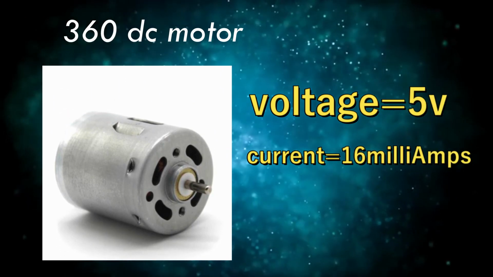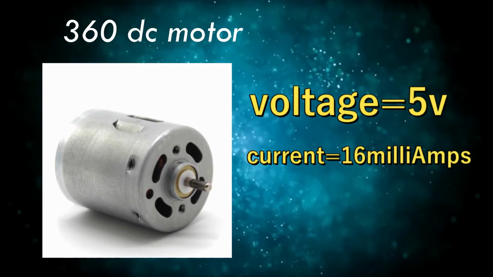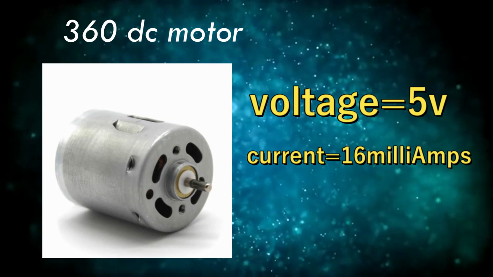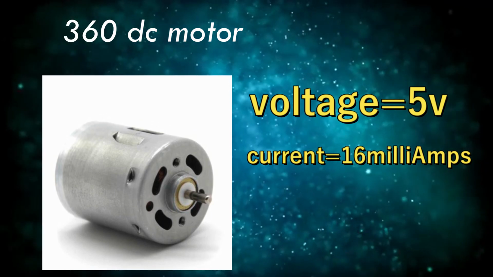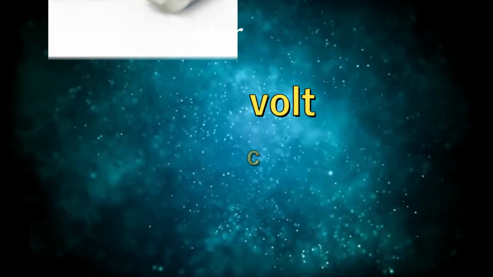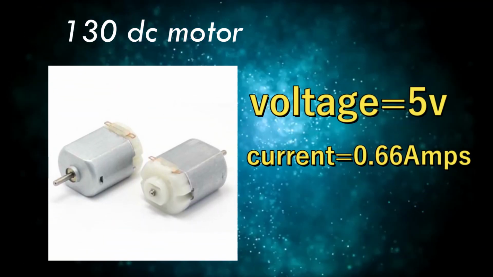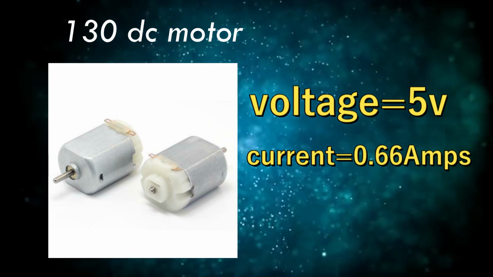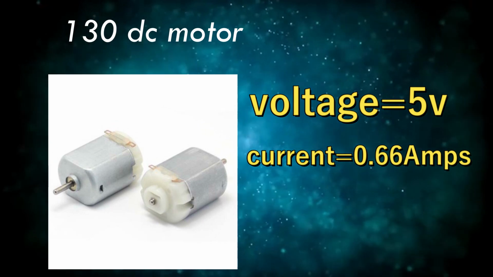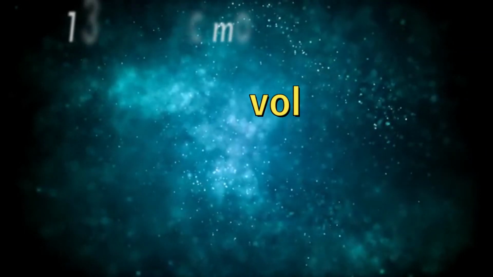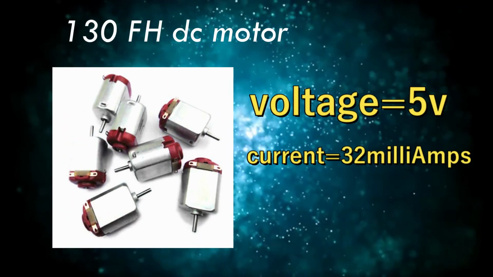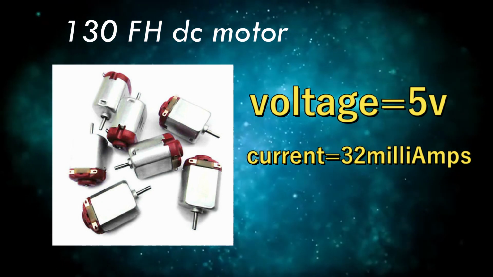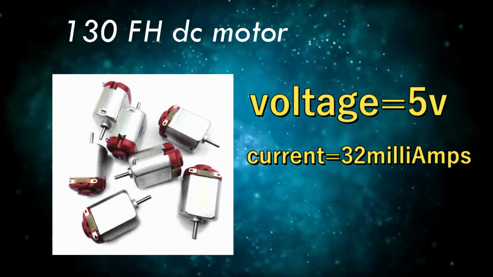Motor number 16, 360 DC motor. Voltage is 5 volts and current consumption is 16 milliamps. Used in big toy cars. 17th motor, 130 DC motor. Voltage is 5 volts and current consumption is 0.66 amps. Last motor for this video, 130 FH DC motor, consumes 5 volts and 32 milliamps of current consumption.